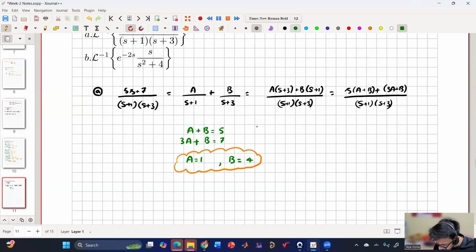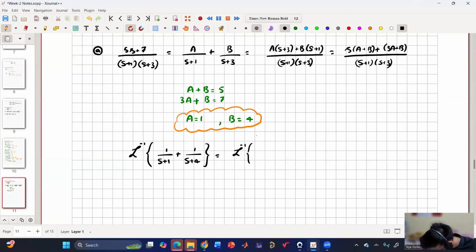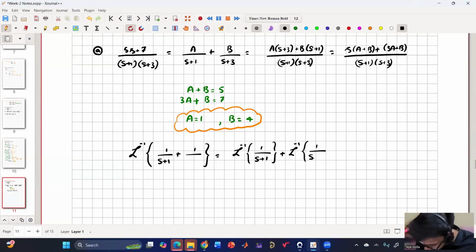So now which Laplace inverse do I have to find? I have to find the Laplace inverse of 1 by s plus 1 plus 1 by s plus 4. Laplace is linear, so I can break it into two. Laplace inverse of 1 by s plus 1 plus, sorry, my bad, thanks for correcting me, it is 4 by s plus 3.